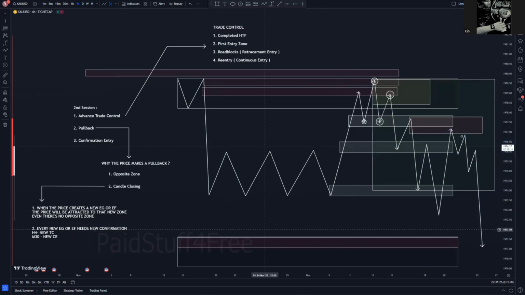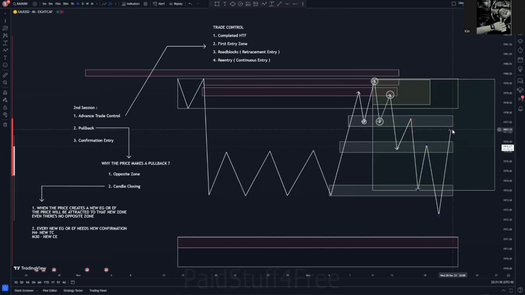So if there is no respecting TC, no respecting the first entry and no creating any new TC, what will happen? The price is going to break through it. Yeah, exactly. Good, Kai. So for now, is there any question? If there is a question, just hit me up. All right, good.